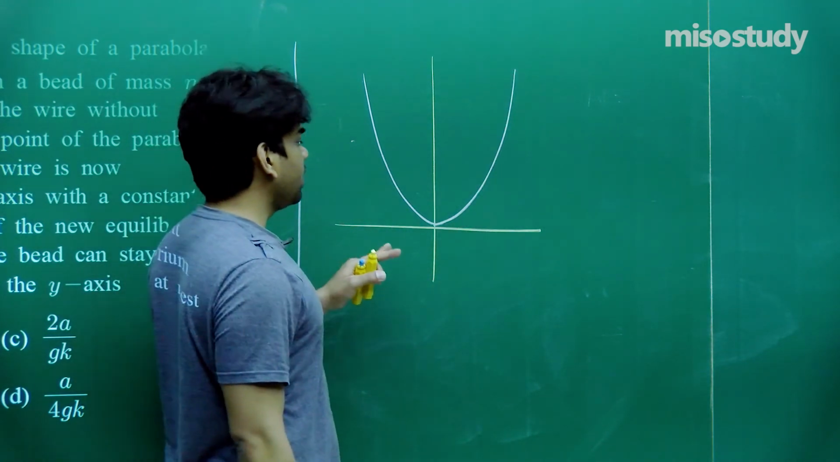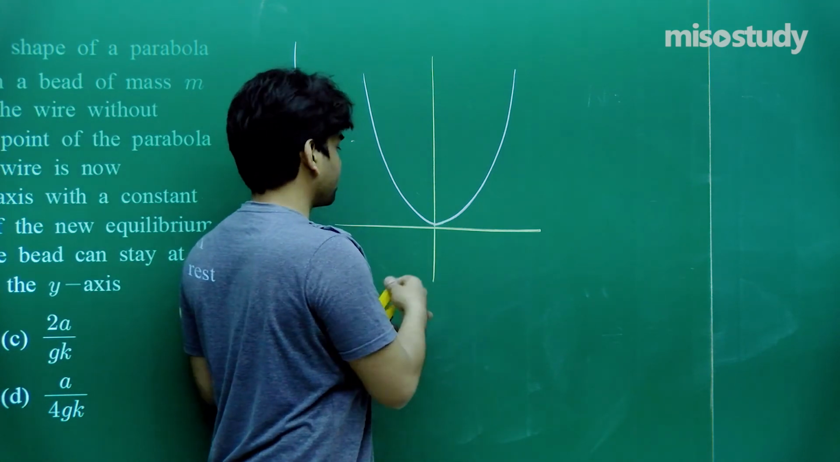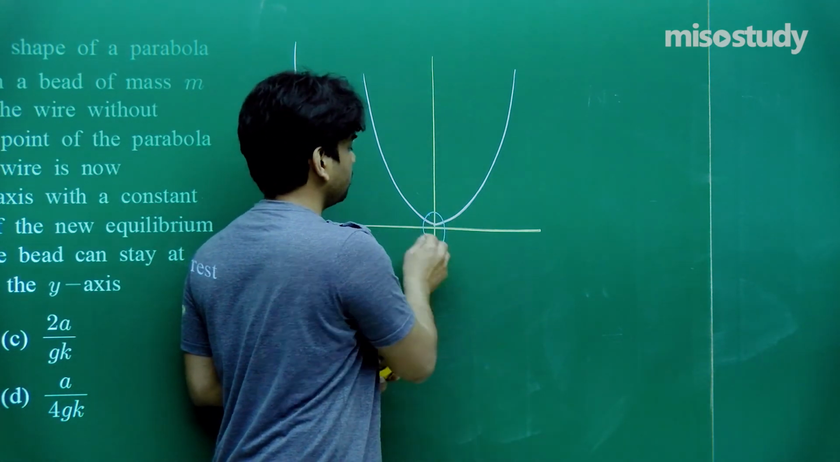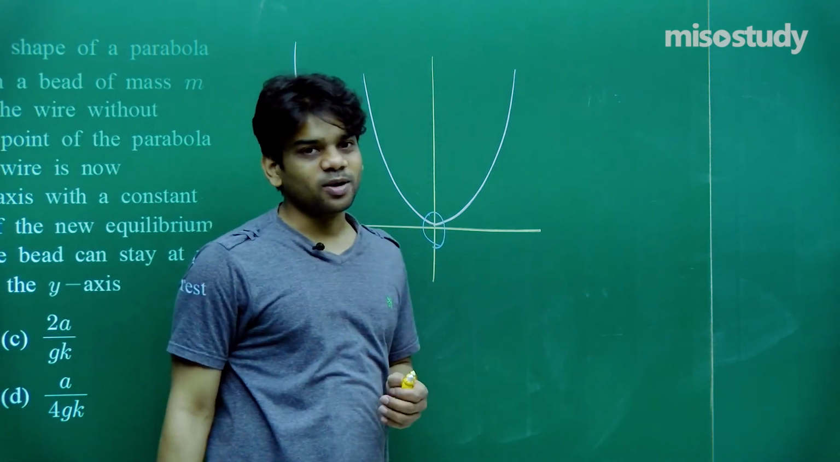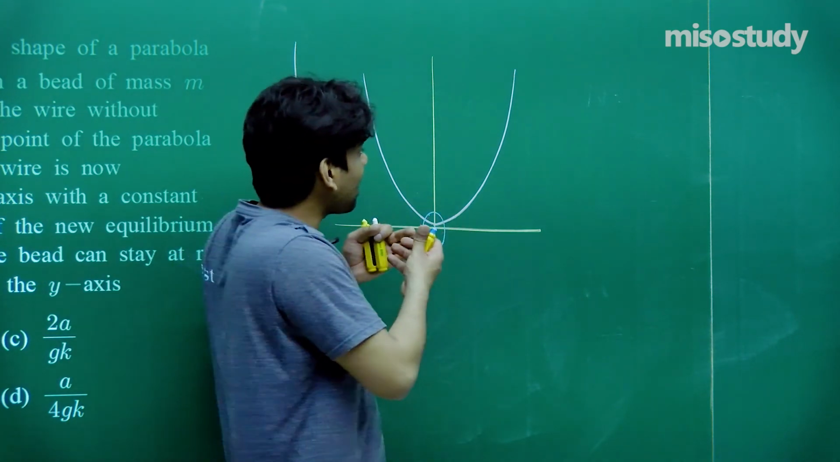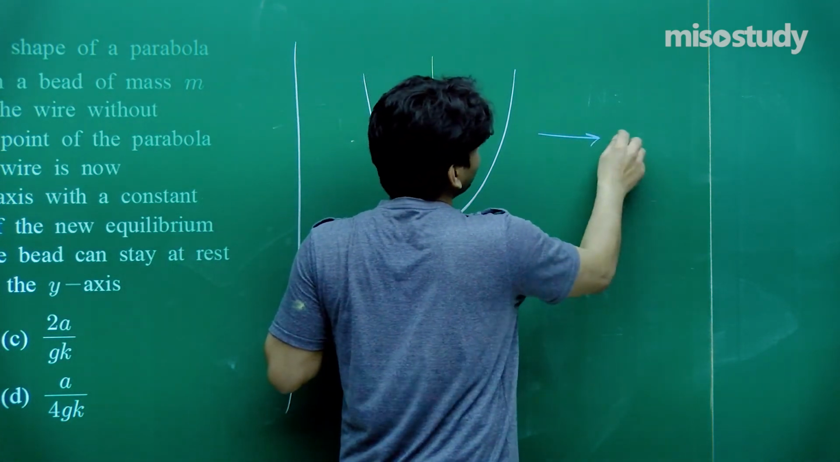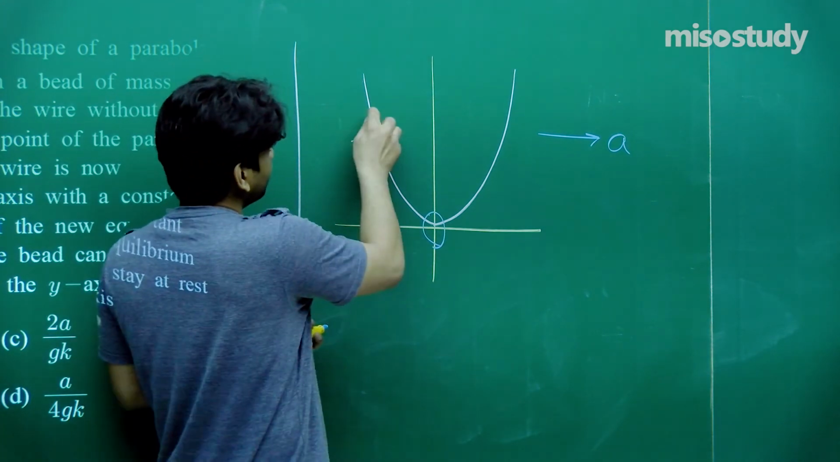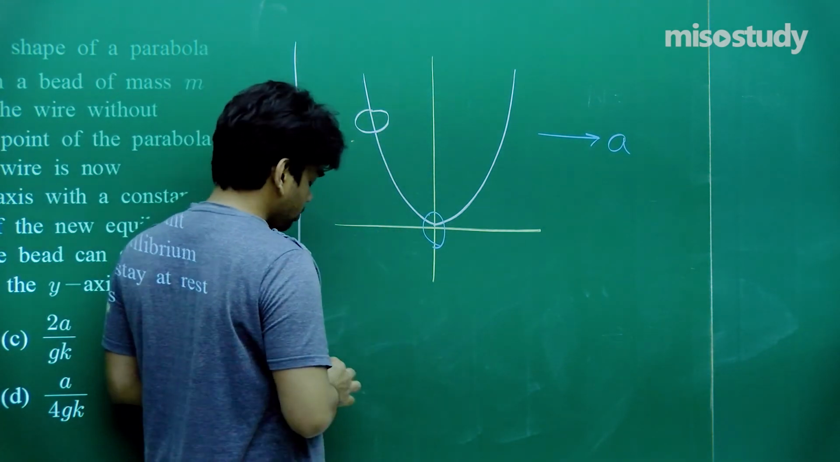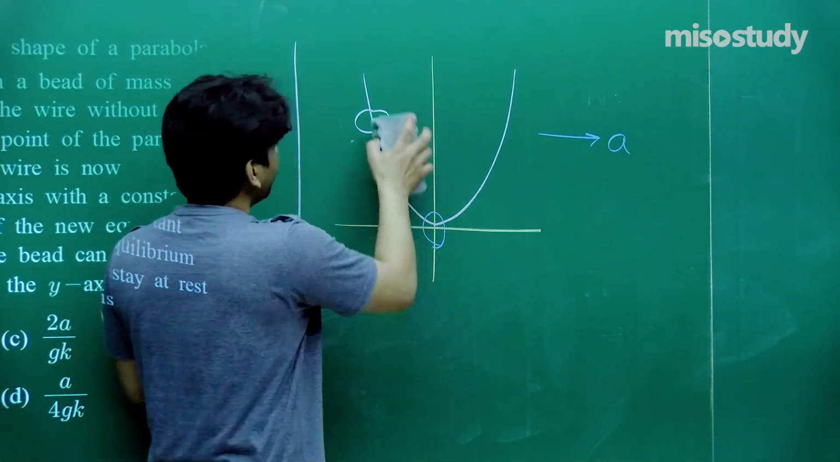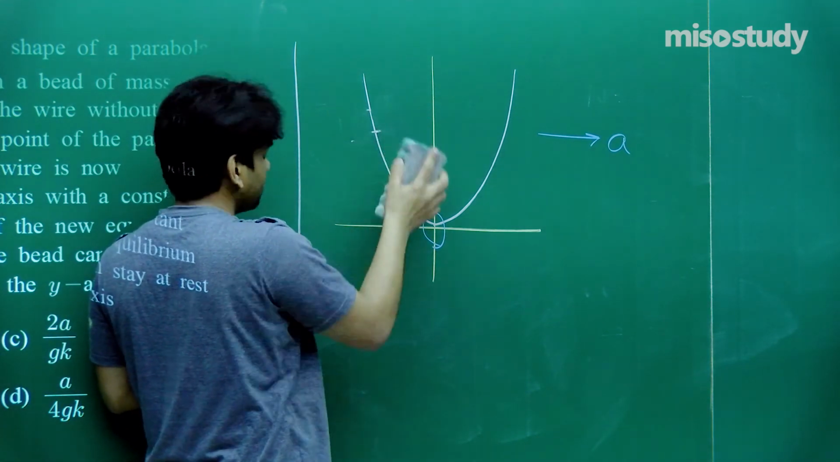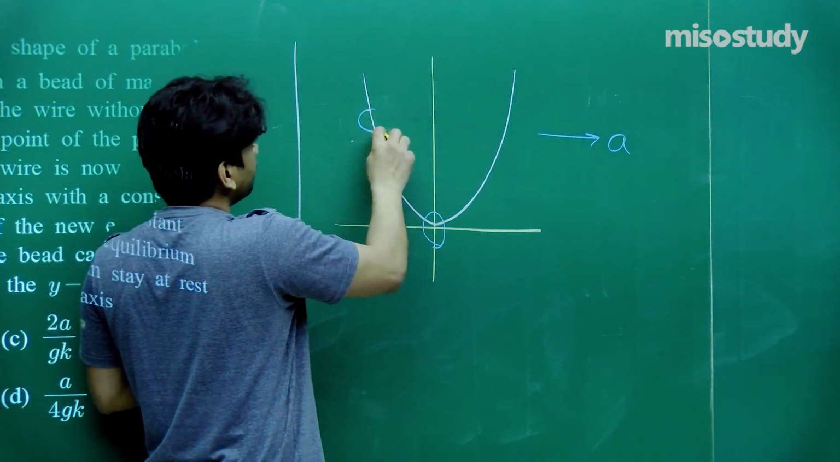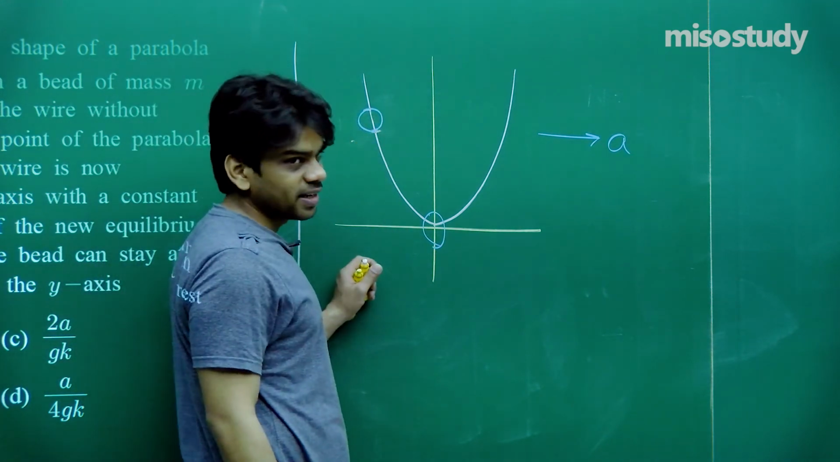Now first the bead was at rest, the bead was here, try to understand. The bead was at rest at the lowest point of the parabola. Now when it starts moving with an acceleration a, the bead actually moved up. Let's say this is the point where the bead moved up. I've used the purple color one time, so let me use it. So the bead moved here, let us say here.